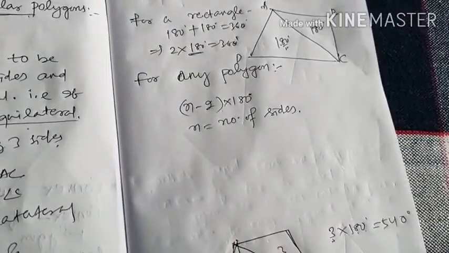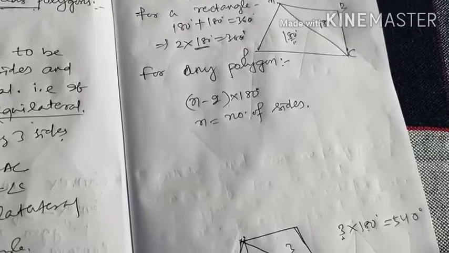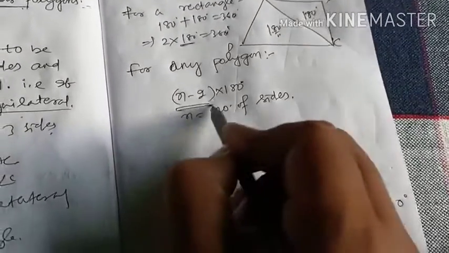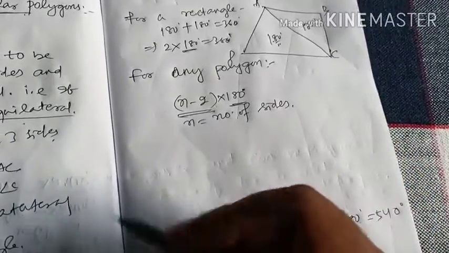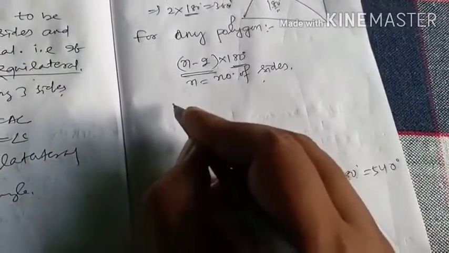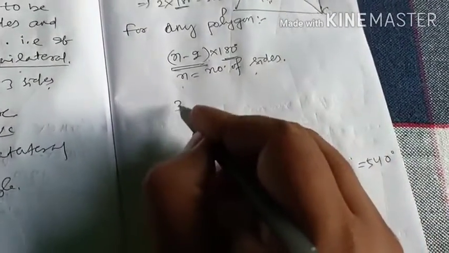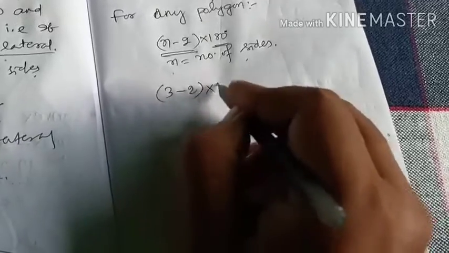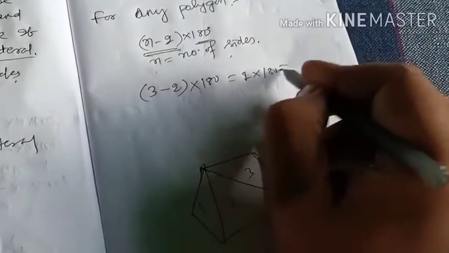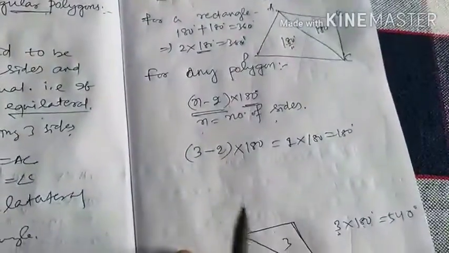So students, there is another formula by which you can find the sum of angles of a polygon, that is (n minus 2) into 180, where n is the number of sides. Let us apply it on a triangle first. The number of sides in a triangle is 3, so 3 minus 2 into 180. 3 minus 2 is 1, into 180, you will get 180 degrees, and as you know the sum of angles of a triangle is 180 degrees.